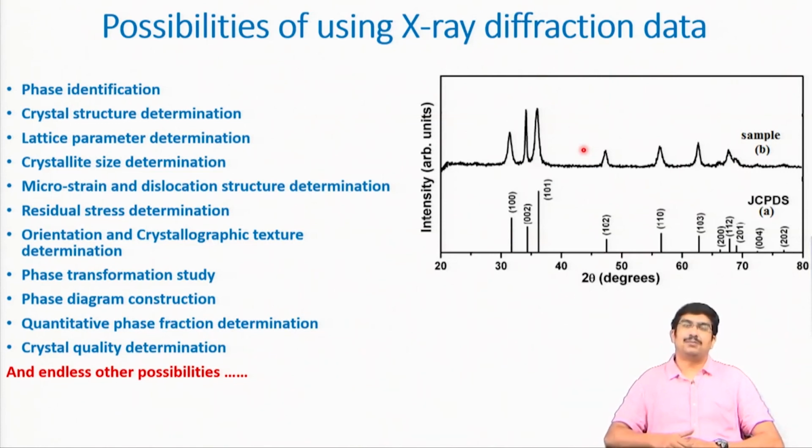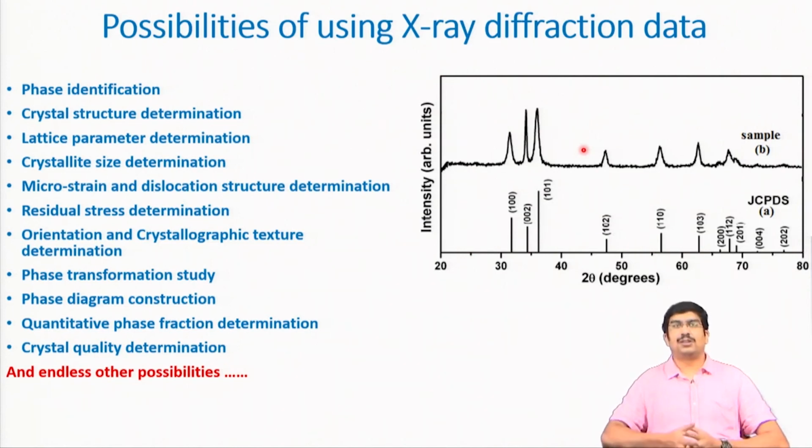Accurate lattice parameter determination you can do. For example, if you are working with semiconducting materials or thin film deposition, then you can find out how the lattice parameter changes with change in composition, change in your deposition parameters, and so on. All of these things you can do with X-ray diffraction data, basically using Bragg's law where you determine the d value.